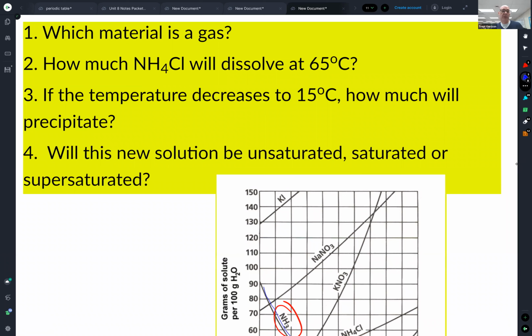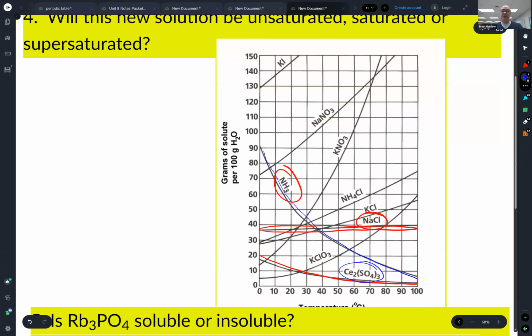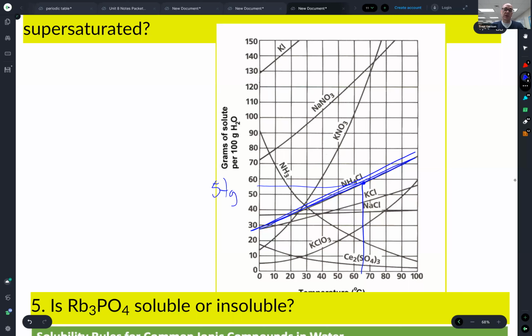All right, how much NH4Cl will dissolve at 65 degrees? So first we got to go onto the graph and find the NH4Cl, then we got to find 65 degrees. So let me erase all of the circles that I've done so far. Let me highlight the NH4Cl. Let me find 65 degrees, head up to our line, go across, and it looks like you're somewhere in the neighborhood of about 57 grams is what will dissolve.